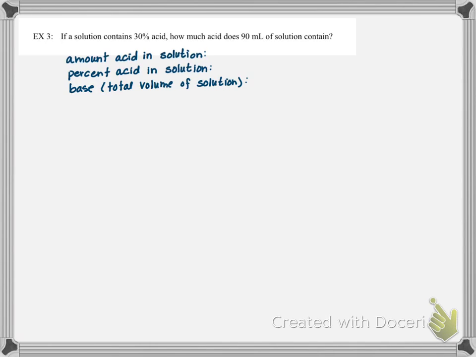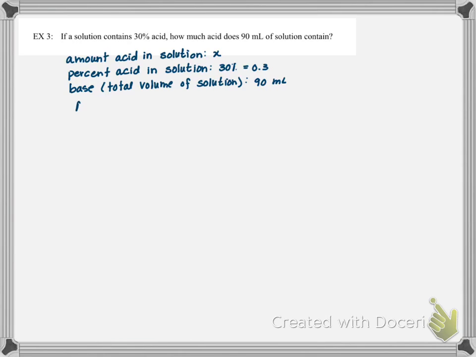Do we know the amount of acid in the solution? No, that's our unknown, so that'll be X. What's the percent of acid in the solution? 30, so 0.3. And then the total volume of the solution is 90 milliliters. Good. You don't have to put units on that when you put it in your setup. I like to put units on it because it helps me remember what my units are when I actually answer the question, but it's totally up to you.